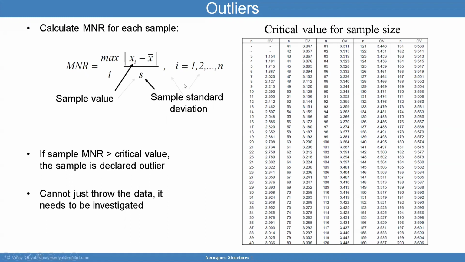So for example, I have 18 samples. 18 samples gives me 2.652 as the critical value. So if MNR for that particular sample, Xi minus the average divided by the standard deviation, is greater than 2.652 for 18 samples, then that may be declared an outlier. So something to keep in mind there, that you definitely want to pay attention to. You cannot just throw the data away. You have to have evidence that something went wrong with that particular sample.